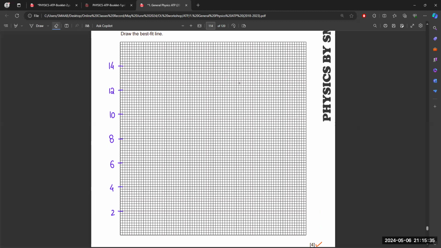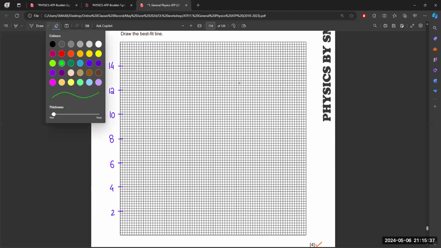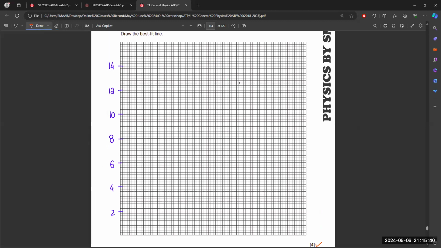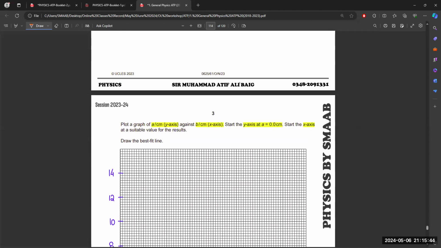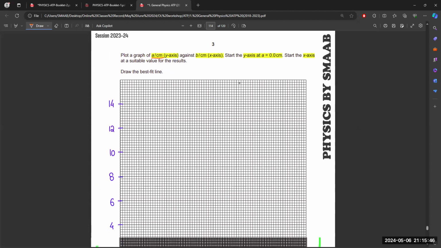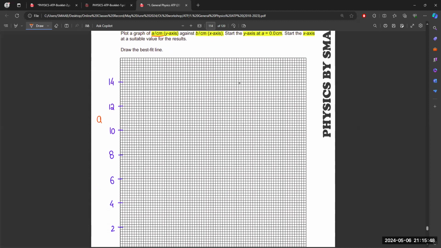So the difference of two is the easy one for us to find out and mark all the values. And the value we have to mark on the y-axis is A in centimeter. So you clearly mention A centimeter on the y-axis.